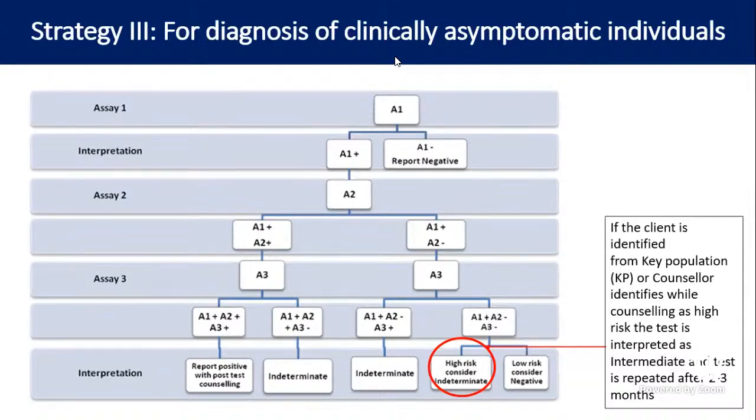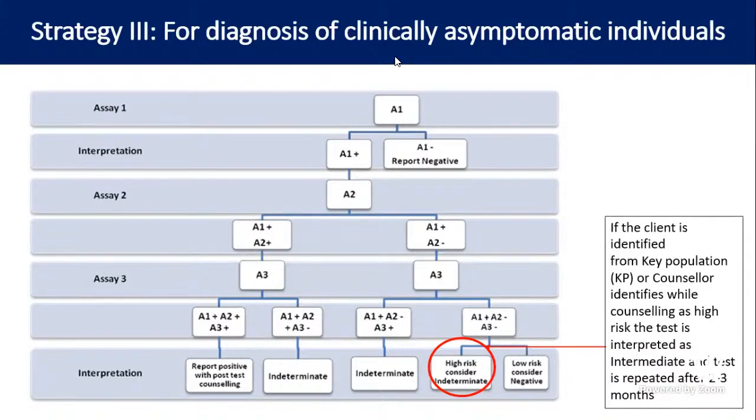So remember, when the second test is negative and the third is also negative, one has to look at the risk profile of the person who underwent that test. If the risk profile is high, then you would report it as indeterminate, which means the person would be tested again. However, if the risk profile for HIV infection is low, then you would report it as a negative test and send the report as a negative report.